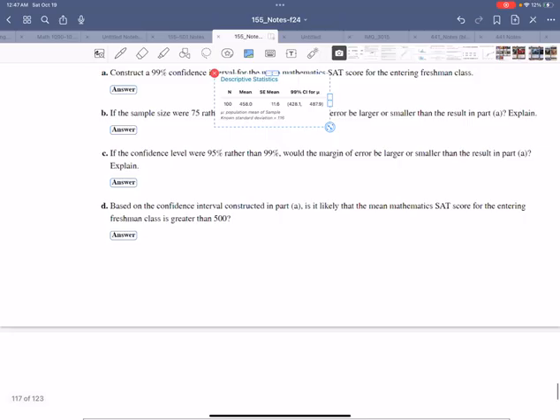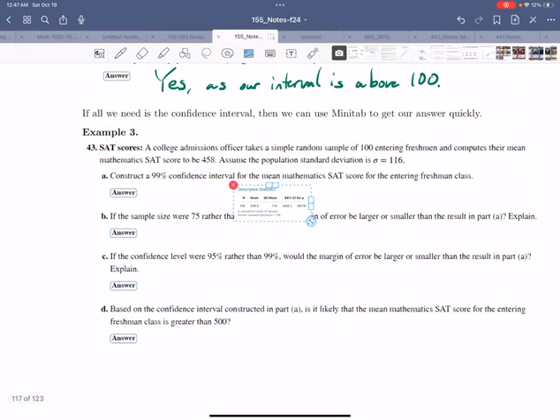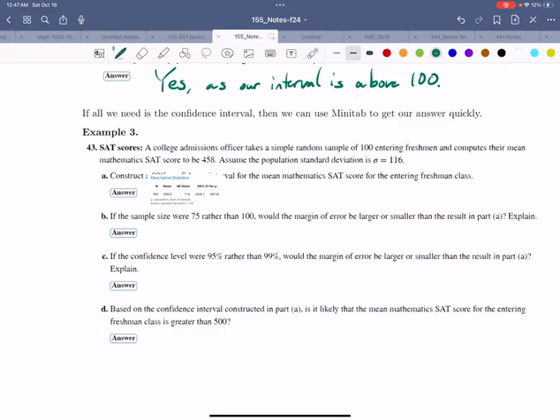Well, actually, do we have any room? No, we don't have any room. So I guess I have to kind of stick it here. But I'll just say that 99% CI equals 428.1 to 487.9. Okay, so that's what we get.